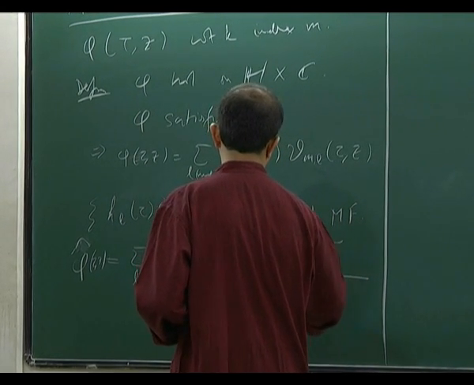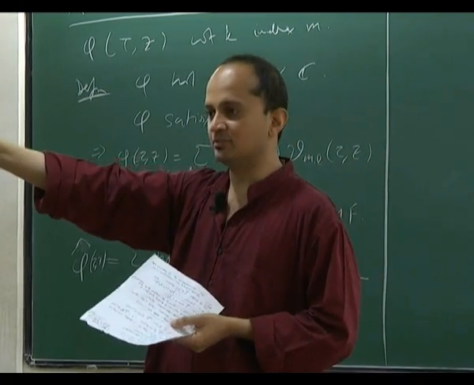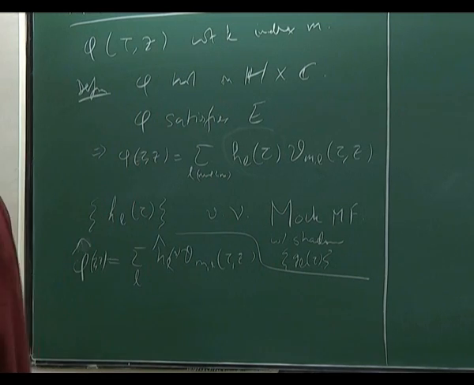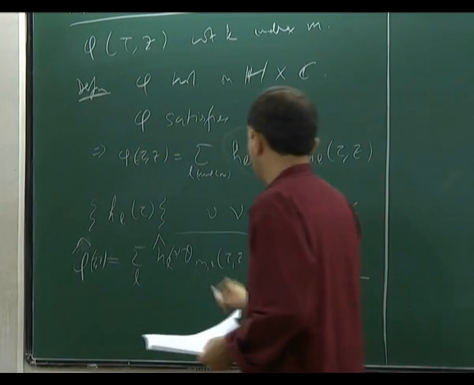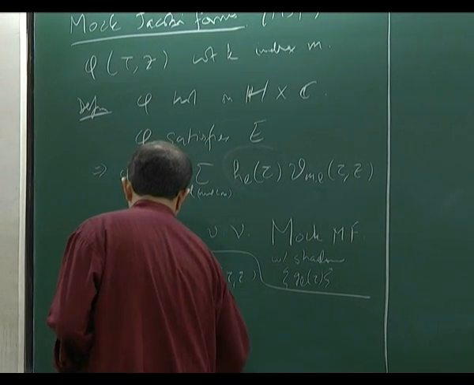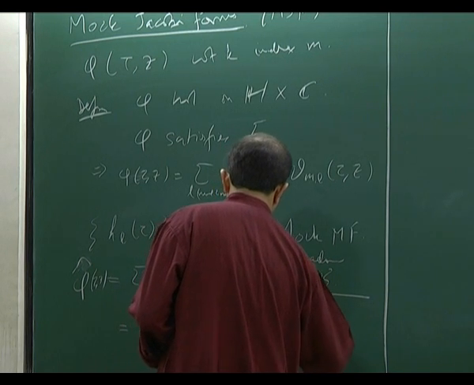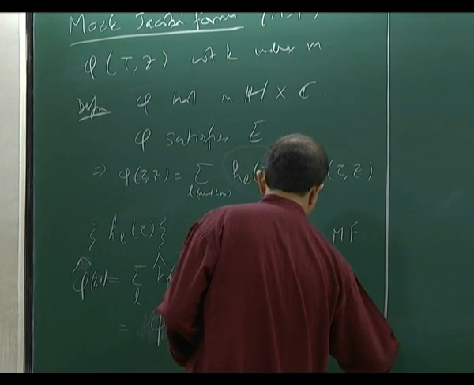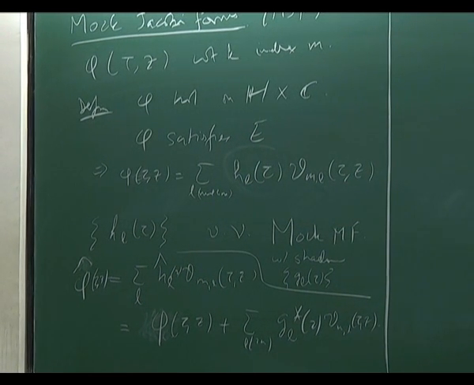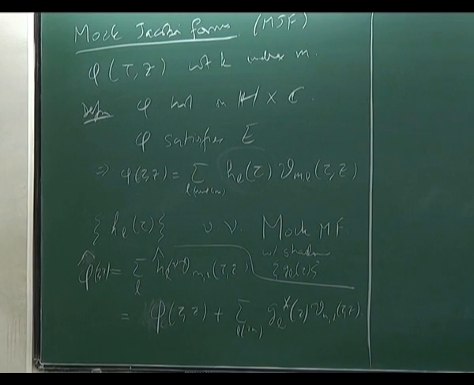g_L of tau. One general rule is that whenever someone says this function is a mock modular form, just look at the definition. The first question you should ask is, what is the shadow of it? Because without that, it's not defined. So that's g_L. The completion is defined as phi plus the sum over L modulo 2m of g_L star of tau times theta_{m,L} of tau comma z. So that's the definition. Let me erase this.